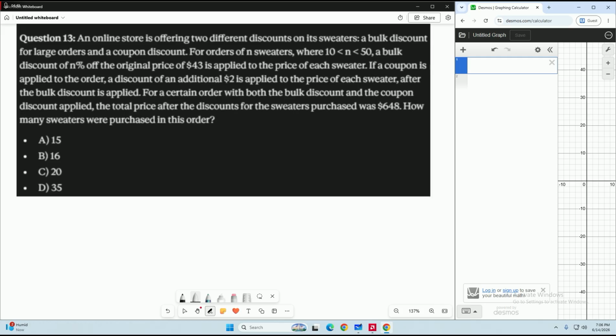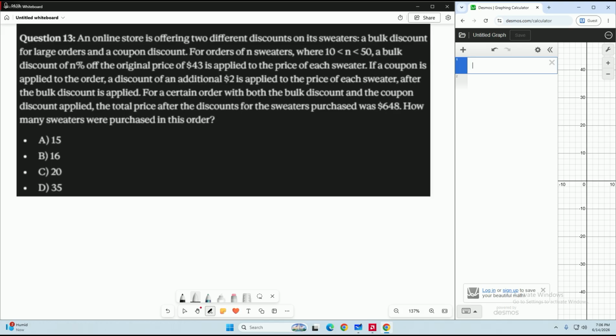For orders of N sweaters where 10 is less than N, which is less than 50, a bulk discount of N% off of the original price of $43 is applied to the price of each sweater. If a coupon is applied to the order, a discount of an additional $2 is applied to the price of each sweater after the bulk discount is applied.